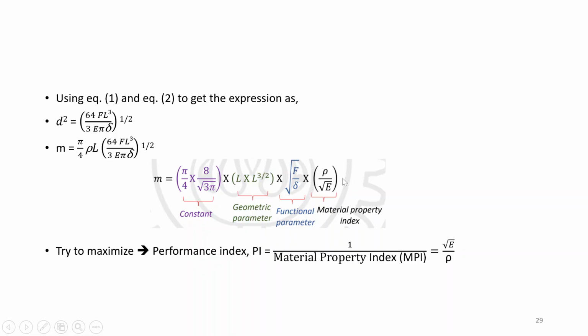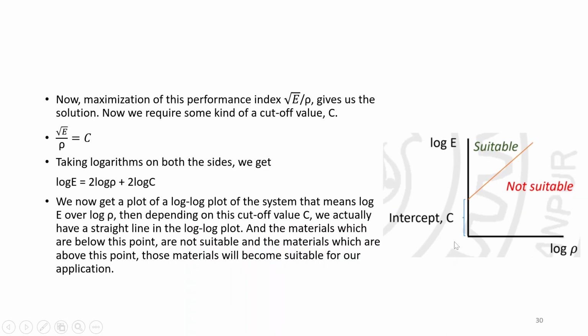Okay, so in this case you will be trying to have a lightweight beam, so you will be trying to minimize mass. So mass will be minimized when you maximize the performance index, which is the inverse of the material property index. So under root E upon rho will be maximized. Now the maximization of this performance index, under root E upon rho, gives us the solution. Now we require some kind of cutoff value C. So under root E upon rho is equal to a constant C.